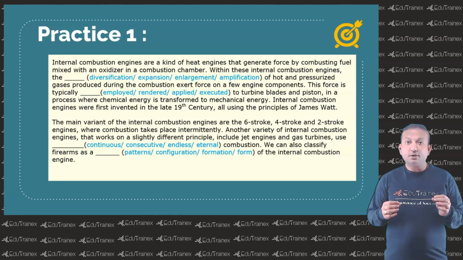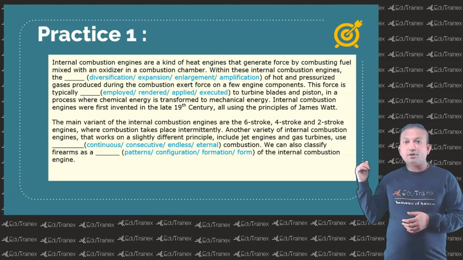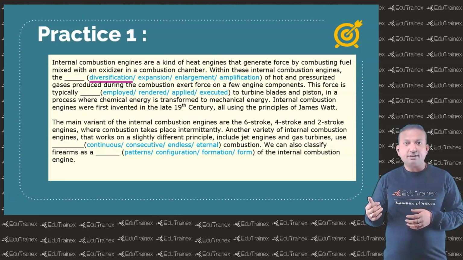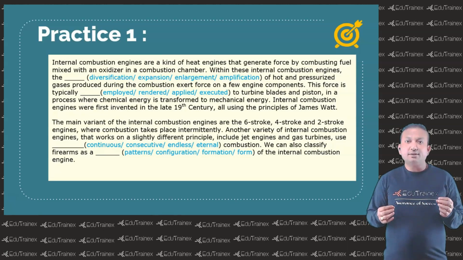So there are 4 blanks in total, and if you read the text properly, it is explaining about the internal combustion engines. So let's try to look at each of the blanks one by one. The sentence around the first blank talks about how the hot and pressurized gases exert forces. So now see the options: diversification, expansion, enlargement, and amplification. So we need to eliminate the answers that cannot fit here. I will use my vocabulary skills to firstly understand what these word options mean. I can't use my grammar skills here because all the options are in noun form, so there is no difference.